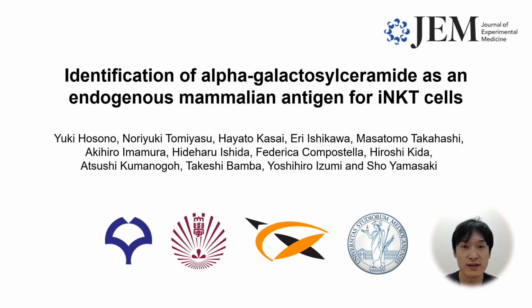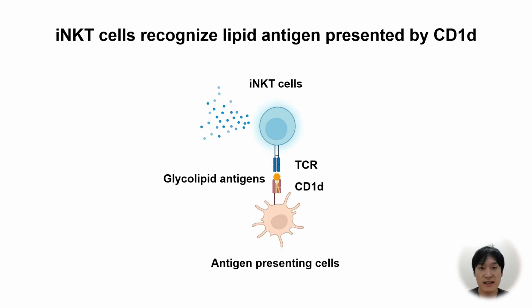I'm delighted to introduce our research, identification of alpha-galactosylceramide as an endogenous mammalian antigen for iNKT cells. Natural killer T cells are members of T cells which recognize glycolipid antigens presented by CD1D. iNKT cells support the induction of innate and adaptive immunity.